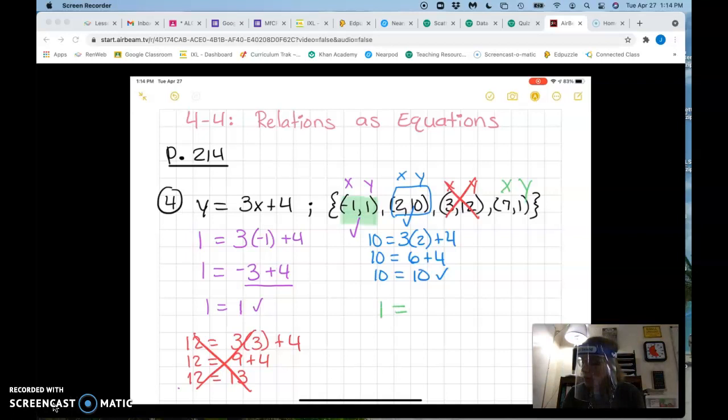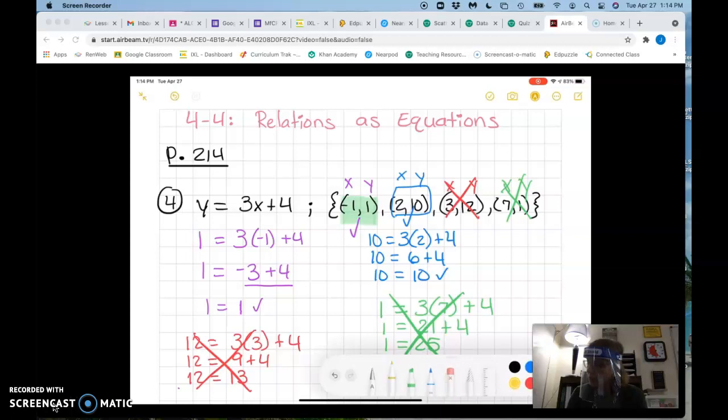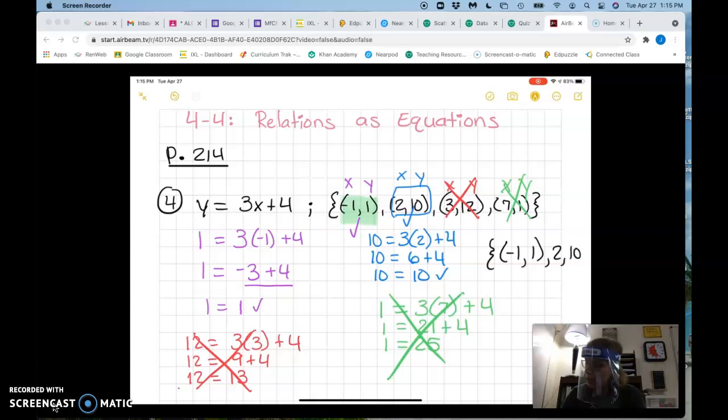So 1 equals 3 times 7 plus 4. So 3 times 7 is 21. And 21 plus 4? Does 1 equal 25? No. So our solutions to this problem are going to be -1 and 1 and 2 and 10.